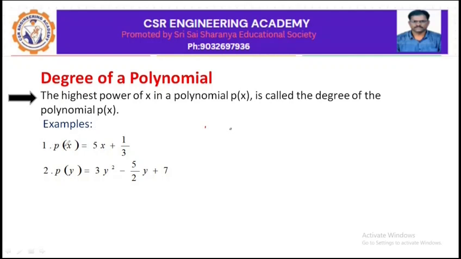Example: here p of x is equal to 5x plus 1/3 is a polynomial in variable x of degree 1. Here the highest power of x is 1, so the degree is 1. Next, p of y is equal to 3y squared minus (5/2)y plus 7 is a polynomial in variable y of degree 2. Here the highest power of y is 2, so the degree is equal to 2.